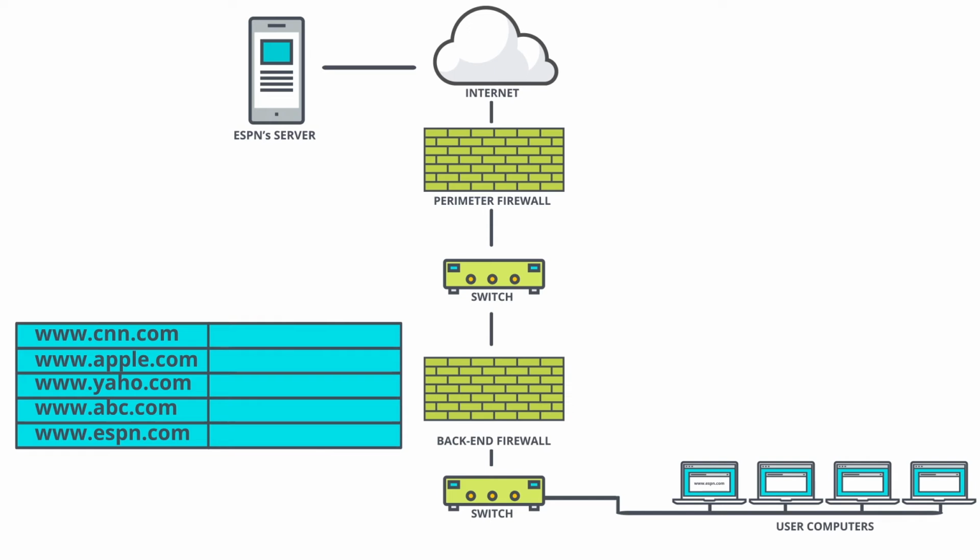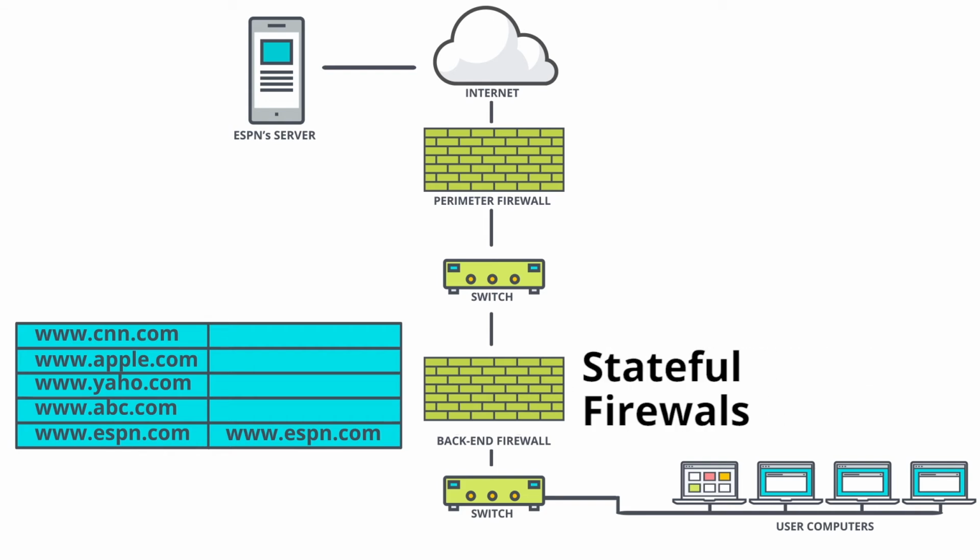Here's why. When your computer sends a message to ESPN's web server requesting the web page, the back-end firewall creates a log entry of that message. When ESPN's web server responds by sending you their web page, the message from ESPN is received by the back-end firewall. The firewall compares it to the message log, and when it sees that you initiated that traffic, it allows the message to pass through to your computer. Firewalls that track outgoing traffic and match it to incoming traffic are called stateful firewalls.